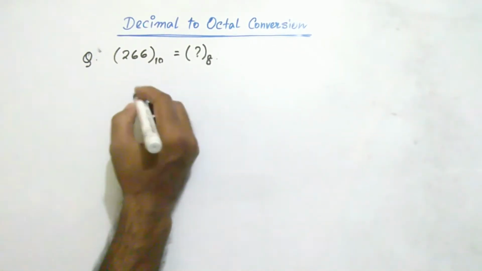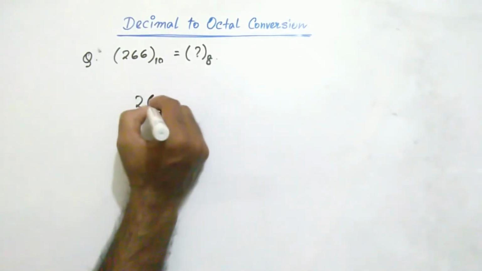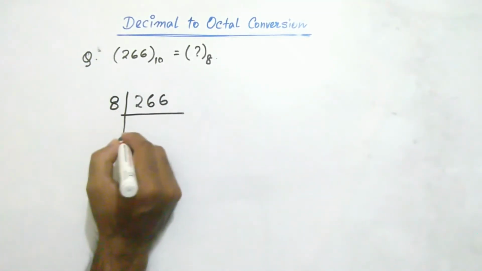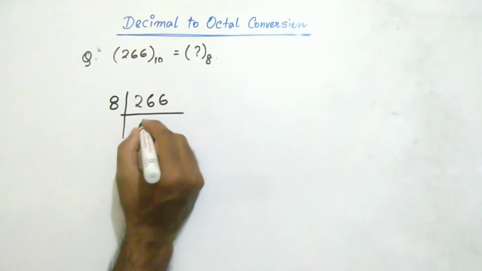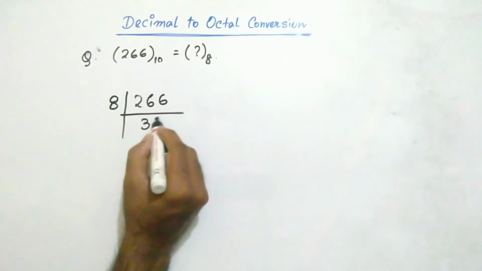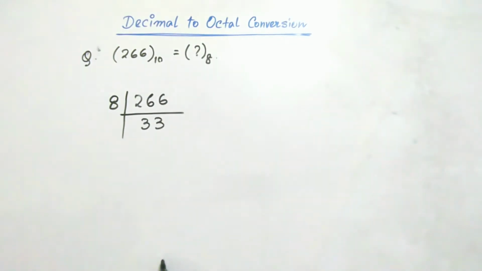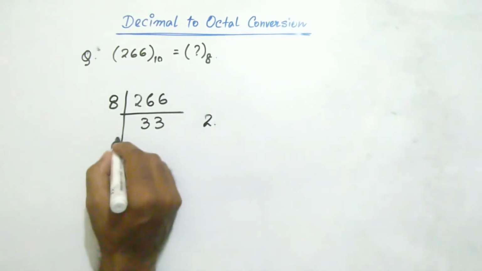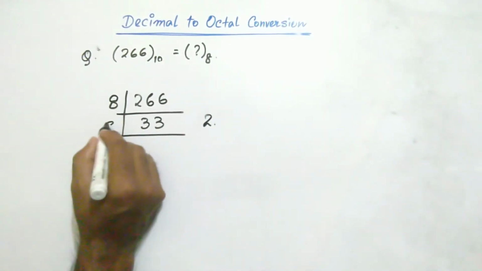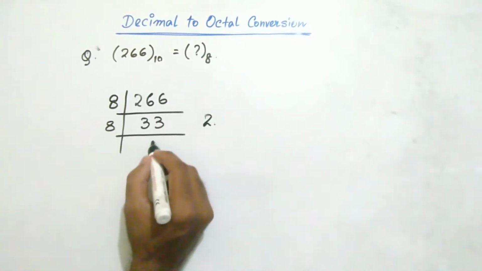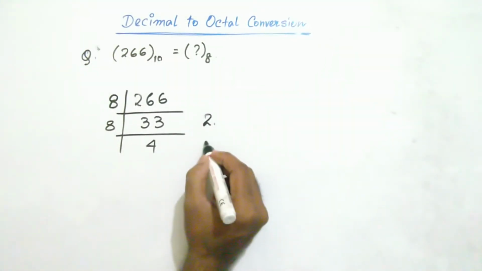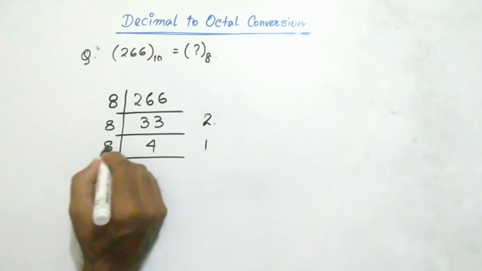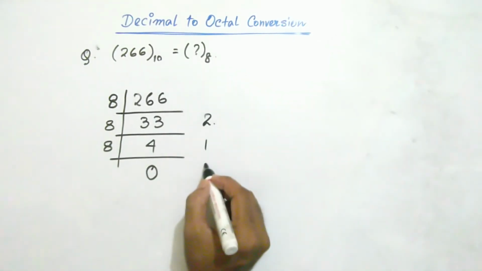Starting with this, we are given 266. If we divide 266 by 8, the quotient will be 33 and we have a remainder of 2. Next, 33 can be further divided by 8, so it will be 4 times and the remainder will be 1. 4 can again be divided by 8, it goes 0 times and here the remainder is 4.